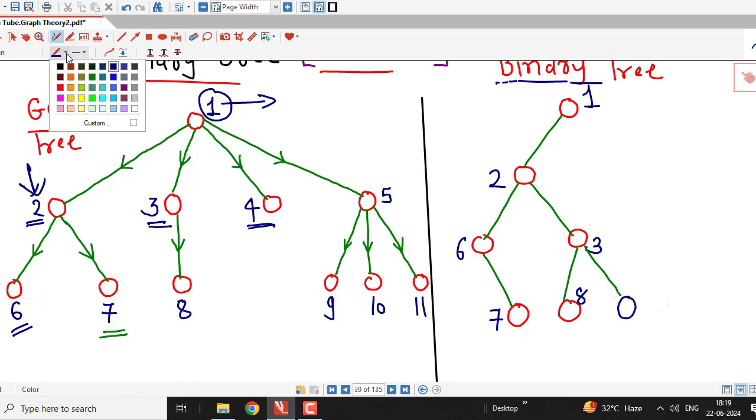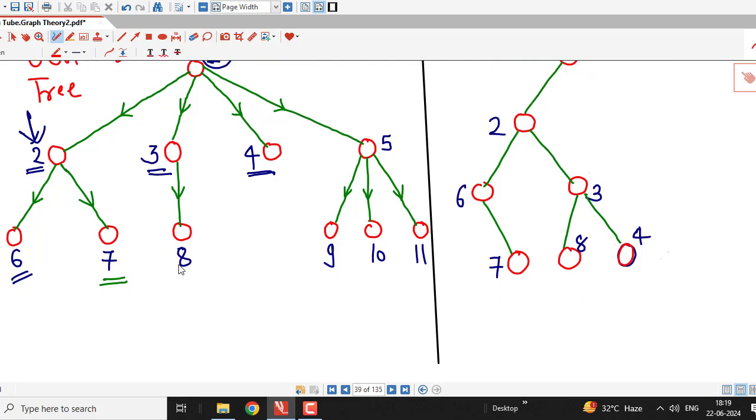So here I have 4. This vertex is 4. Vertices are denoted by red color. Now for 8, we can first check for 8. So left child of 8 is leftmost child of 8 in general tree, but 8 has no child. Right child of 8 equal to right sibling of 8 in general tree, but 8 has no siblings. So here we stop. 8 becomes leaf.